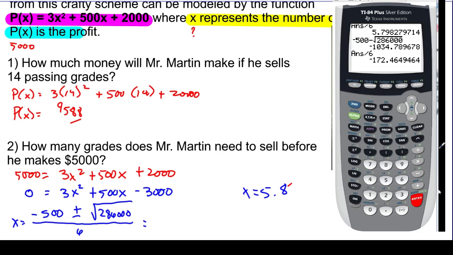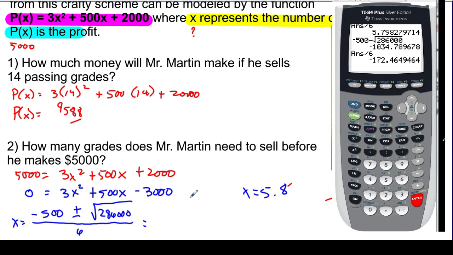I'm actually saying negative 172.5 grades sold. That doesn't make any sense at all. I can't sell a negative amount of grades, so I'm going to say in this case, that doesn't make any sense at all. Okay? When I look at 5.8, it actually also doesn't make sense to say 5.8 grades. I'm talking about a real life thing here, and 5.8 of a real life thing doesn't make sense.